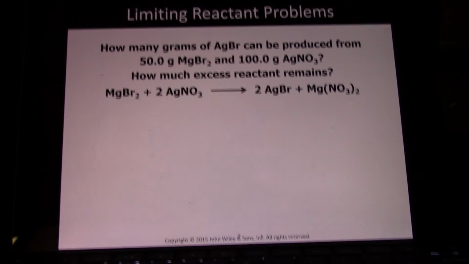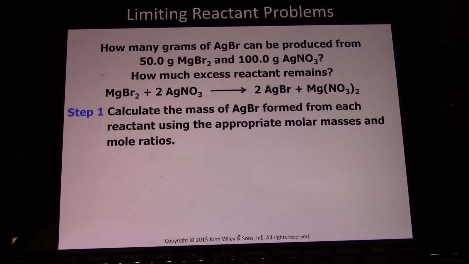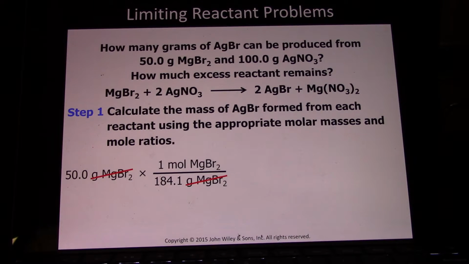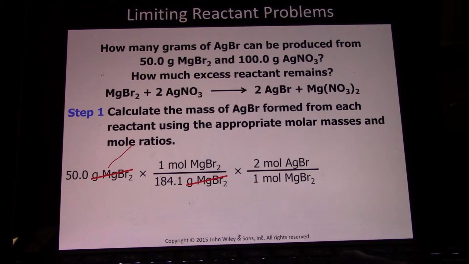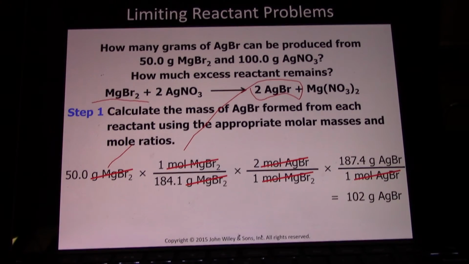How many grams of silver bromide can be produced from 50 grams of magnesium bromide and 100 grams of silver nitrate? And how much of the excess reactant remains? Well, let's work through both reactants. I convert my 50 grams of magnesium bromide into moles. Again, I get the molar mass by adding up a magnesium and 2 bromines. And it's a 2-to-1 ratio. I produce 2 moles of silver bromide for every 1 mole of magnesium bromide consumed. Convert back to grams, I can make 102 grams of silver bromide.